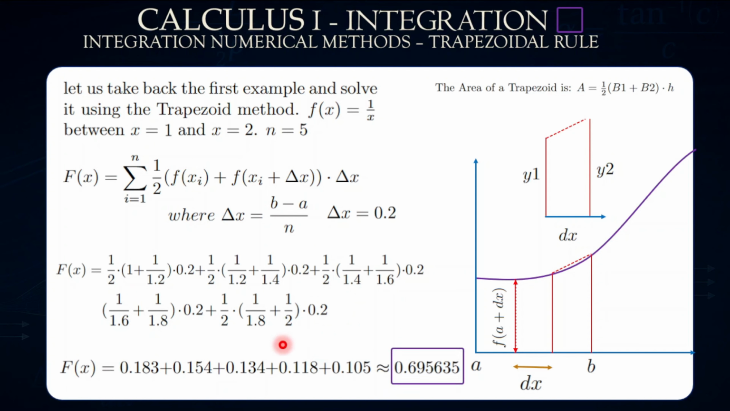So the final answer is 0.695635. Pretty accurate, no? Because the actual value for this integral is around 0.693, and this is only for 5 slices. Notice here, this is the real value by calculating the integral the classical way, 0.693, pretty close.